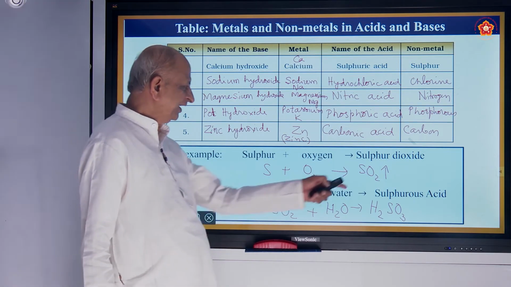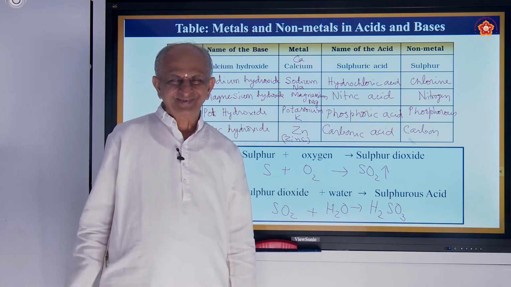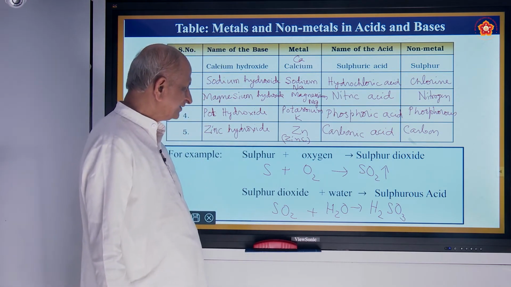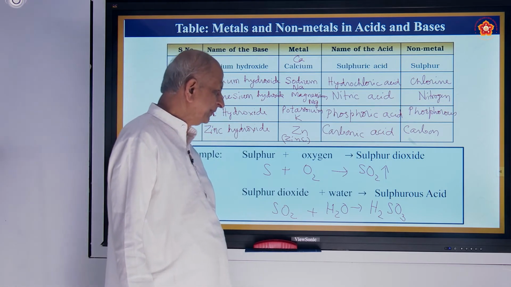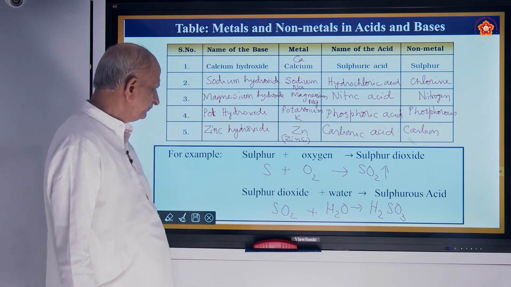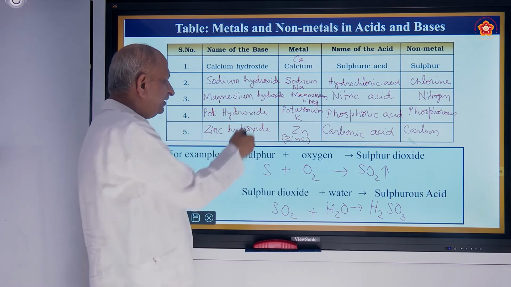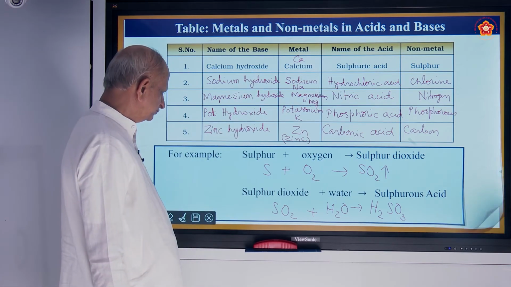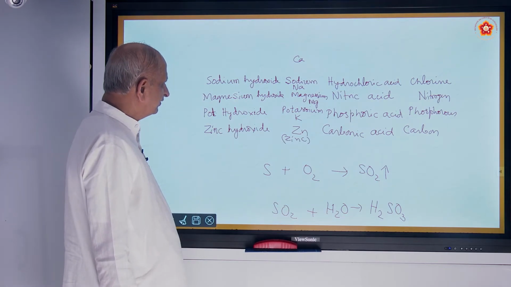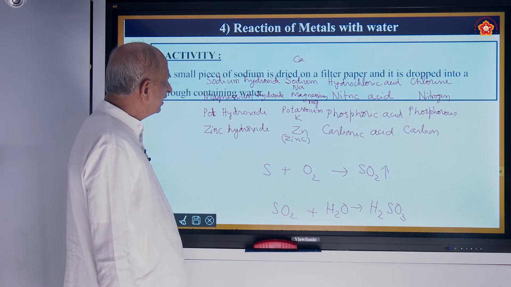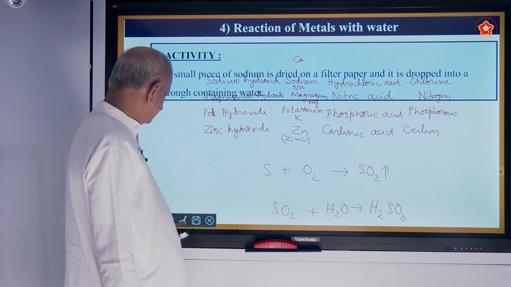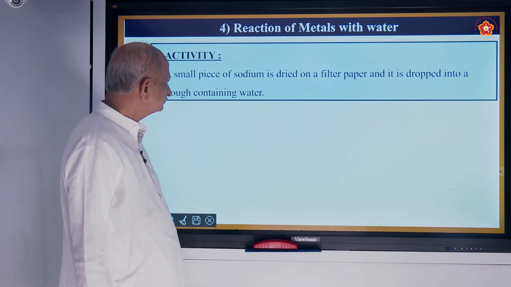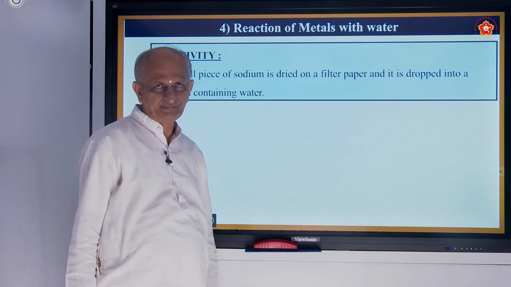And how do you test these acids? That is by using litmus paper. In case of acids, blue litmus becomes red. Correct? In case of a base, red litmus becomes blue. So these are the things we have studied. Now, reaction of metals with water. We already discussed this.